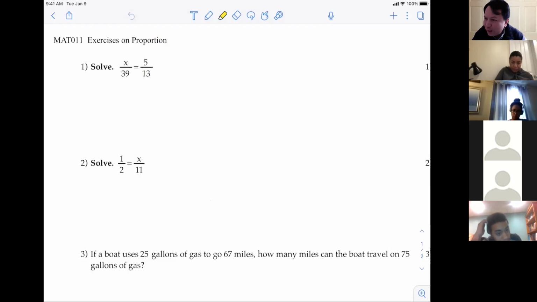Now, if there is one major takeaway in today's class, at least for me, it is to make sure that all of you know how to solve a proportion. So if I give you a proportion in number 1 here, make sure that you know how to solve for the unknown x. The key trick here is you cross multiply. That's how you handle proportions.